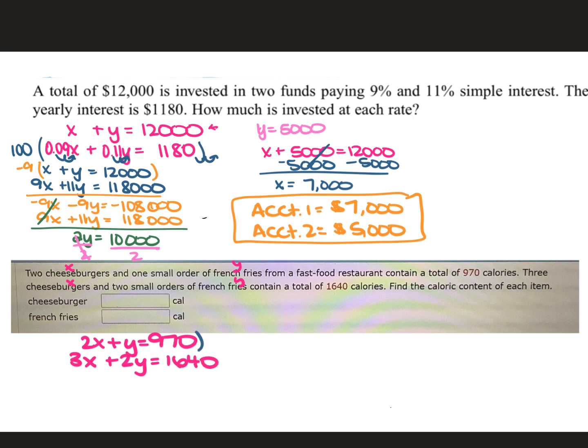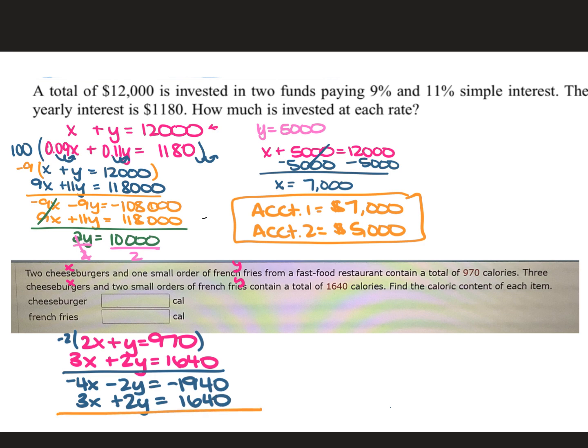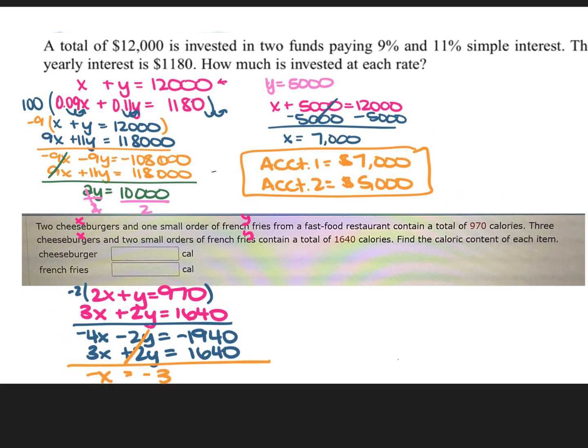I'm going to multiply that top equation by -2 so that my y values cancel. So that's going to give us -4x minus 2y is equal to -1,940. And we still have the 3x plus 2y is equal to 1,640. We're going to combine like terms. Our y's cancel. We're going to be left with -x is equal to -300. We change the sign on both sides, and we have that x is 300. So that cheeseburger is 300 calories.